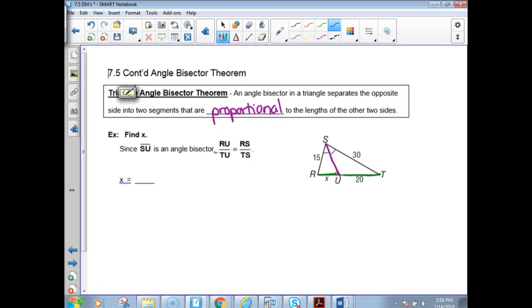Notice I haven't got two triangles here. I only have one triangle. But I can work on this one triangle using this triangle angle bisector theorem because that piece X and the 20 are in the same proportion as 15 and 30, the other two sides. So here's how you can use this. I'm going to say X is to, it says RU is to TU as RS is to TS, which would let us fill in X over 20 equals 15 over 30.